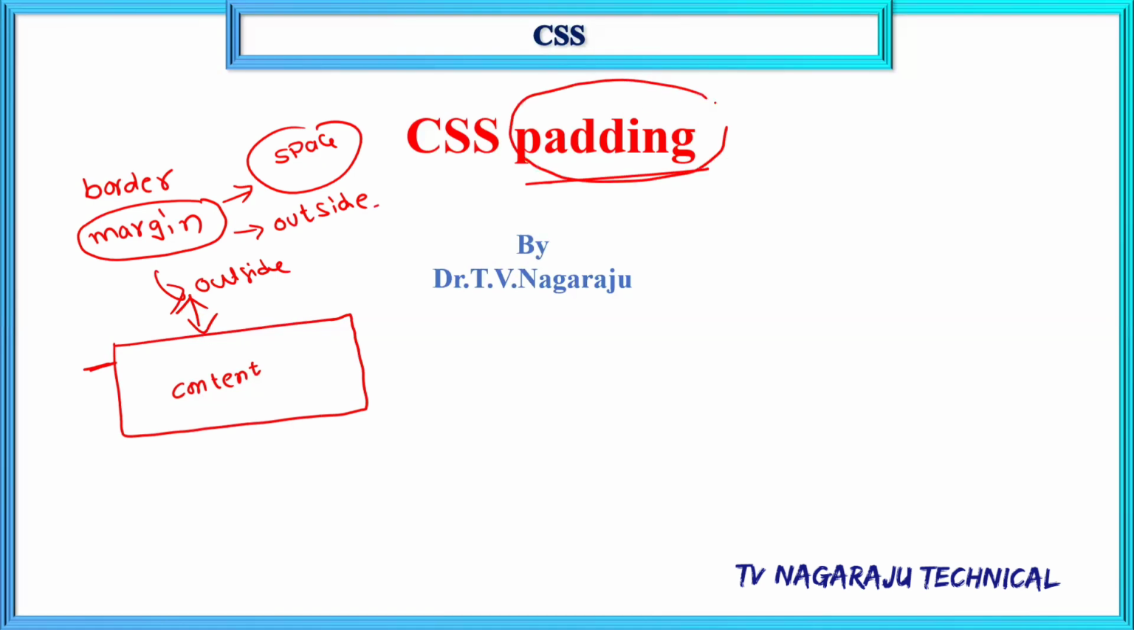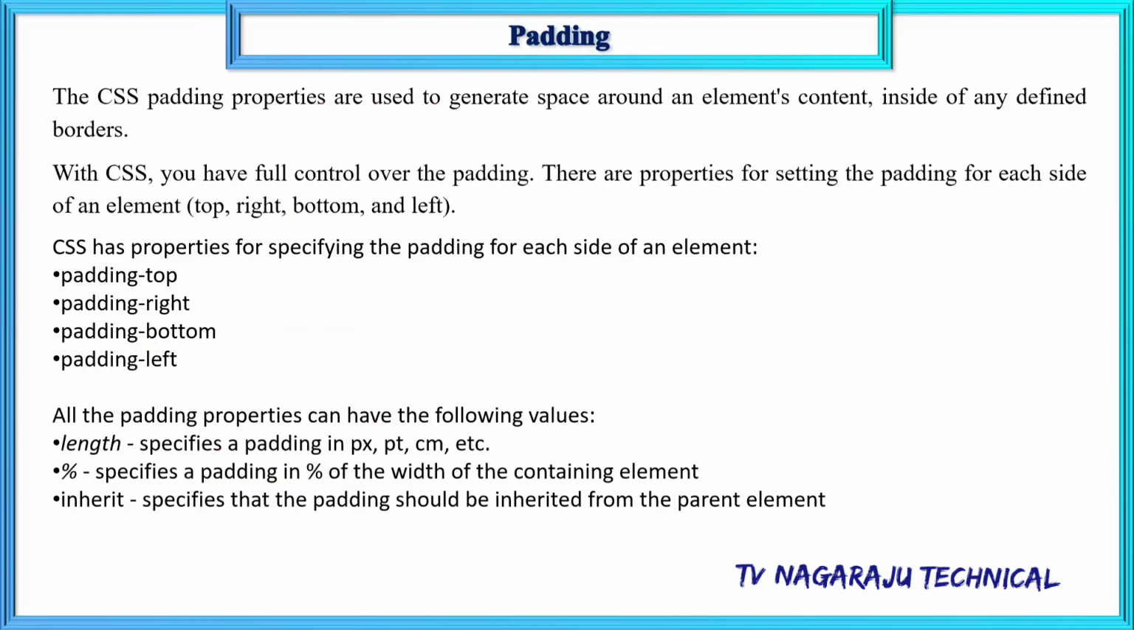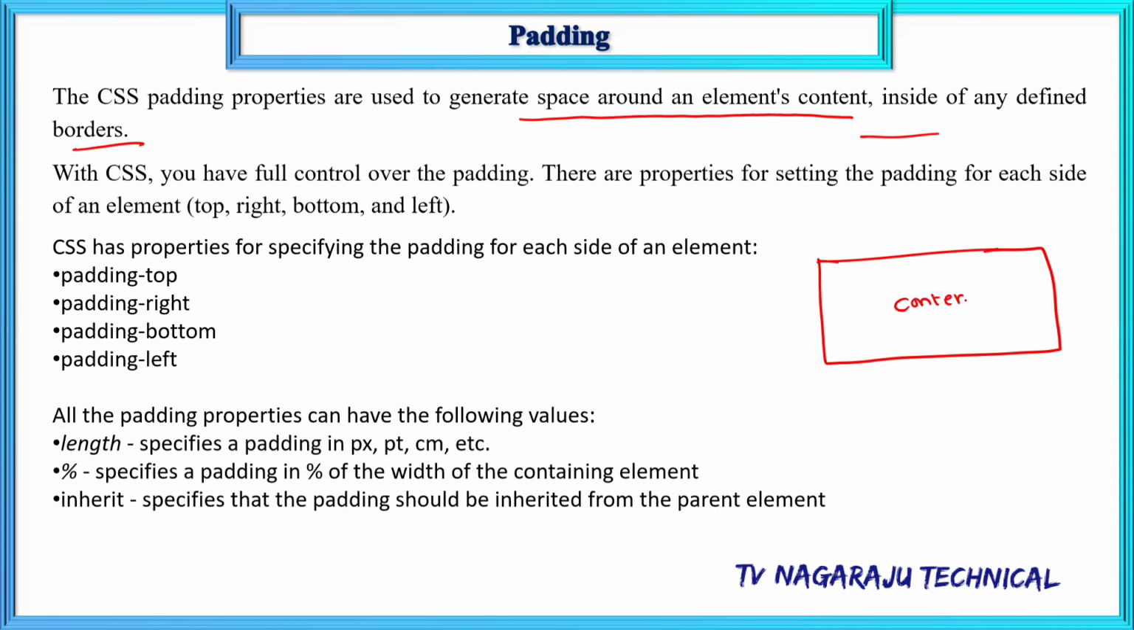Now, the purpose of padding is to create the space around the content, that is, around the elements inside of the border, that is padding. Okay, see this one. To generate the space around the element contents inside the border. Now, here content is there. Assume this is the border. Here I have written some content. So here we need to provide some space at the top by using padding-top, at the right side padding-right, bottom padding-bottom, and then left padding-left. So depending on your requirement, you can provide padding in any direction.